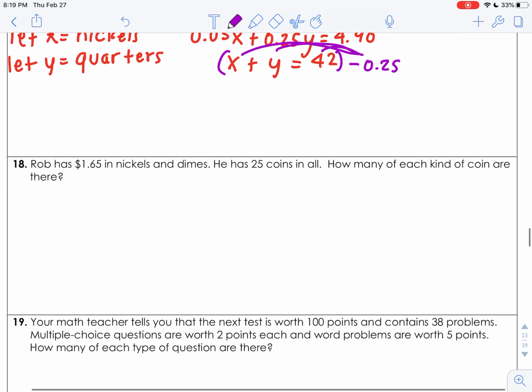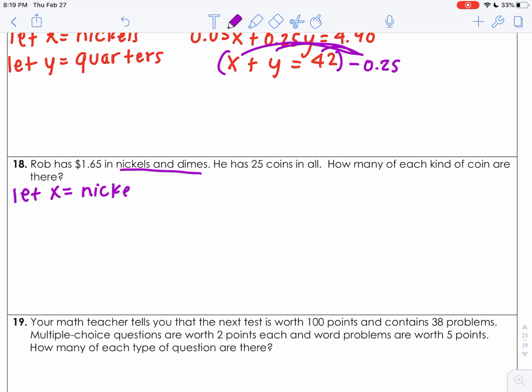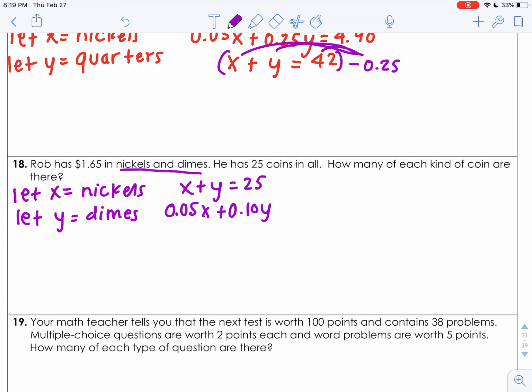Okay, Rob has 165 in nickels and dimes. So again, we're going to let X equal nickels and let Y equal dimes. And he has 25 coins in all. So X plus Y equals 25. And then we have 0.05X plus 0.10Y equals 165.